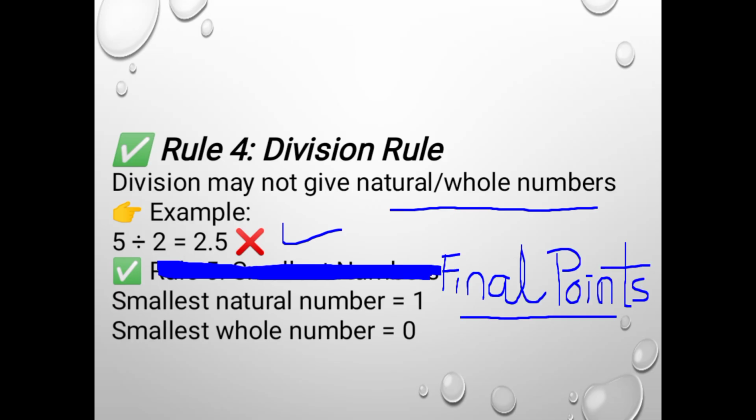Students, important final points: the smallest natural number is equal to 1 and the smallest whole number is equal to 0. In the division rule, here 2.5 is not a whole number and not a natural number. So that's why we say that closure property does not apply to division.